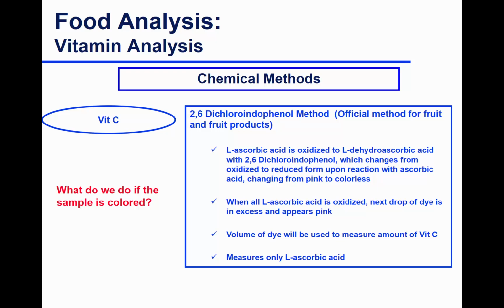But if our sample is colored, we won't be able to see the change in color to pink. What would we do in this case? Could measure the change in fluorescence? Yes. Then you can do a spectrophotometric analysis by measuring at a specific wavelength to detect a change in color.